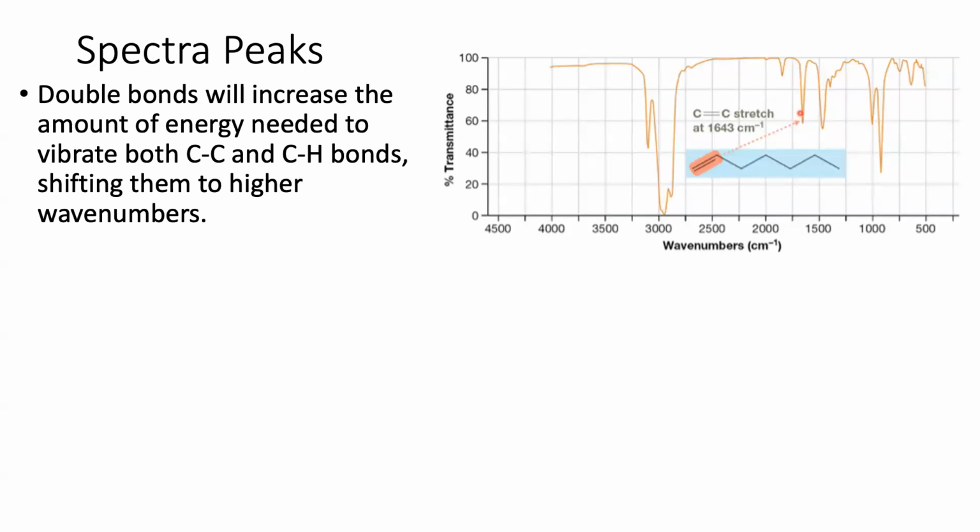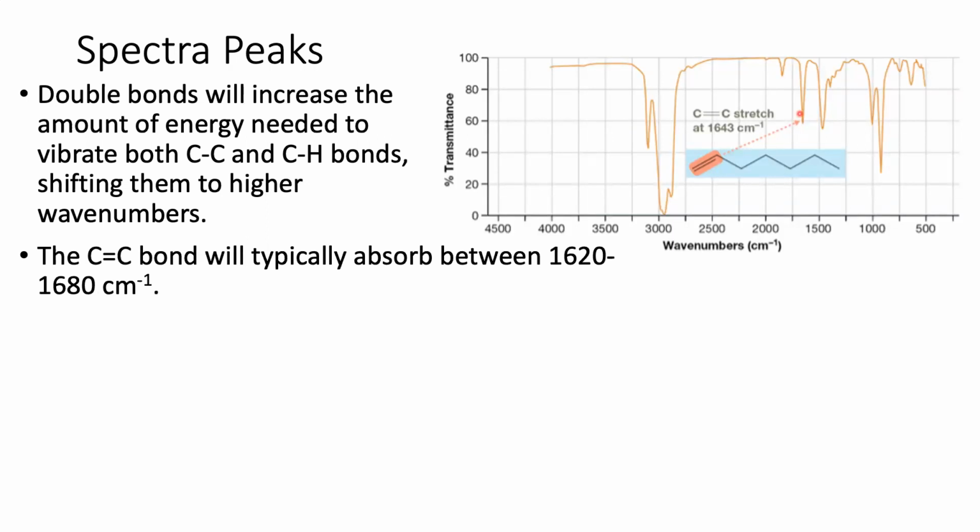The CC double bond stretch now occurring near around 1650. So again, most of these carbon-carbon double bonds are going to be somewhere in this 1600 region, 1620 to 1680. And again, this is that double bond stretching and contracting.